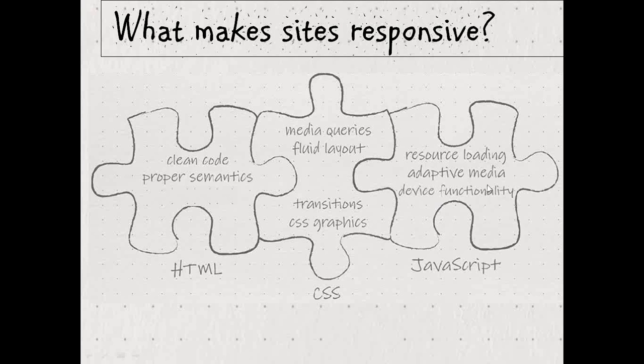And the third thing you need to understand is JavaScript. JavaScript is used to varying degrees in different responsive designs, and is primarily used to control resource loading, supplying the correct images and media based on the needs of different devices. To that, you can add device-specific functionality, such as geolocation and touch events. Essentially, these three technologies, HTML, CSS, and JavaScript, form the backbone of most responsive design.